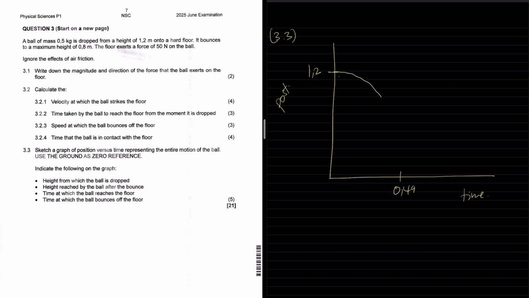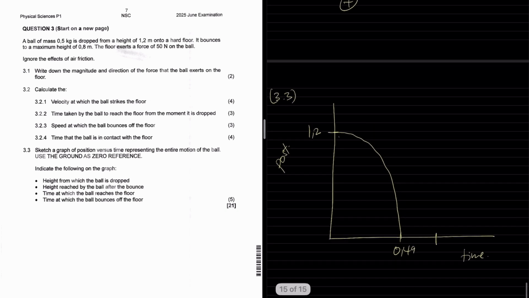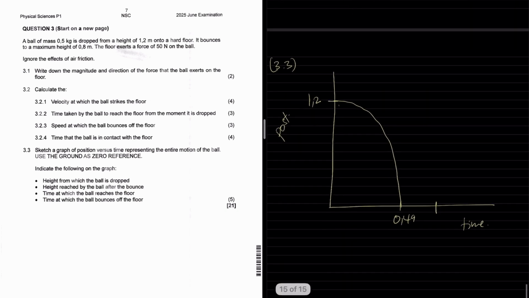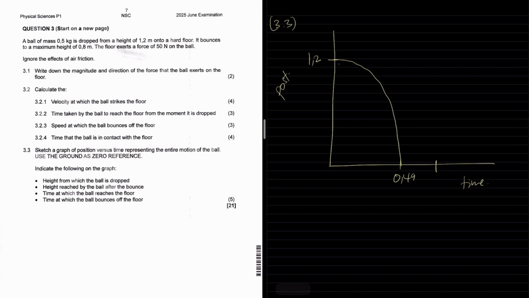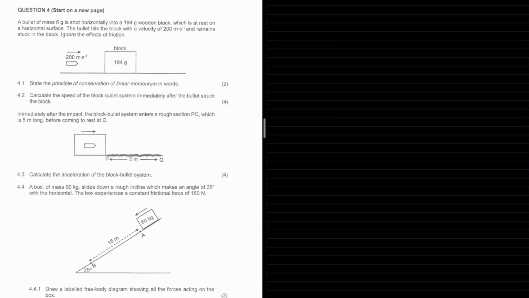So it's going to go down, hit the ground there. Then it's going to be in contact with the ground for 0.097 seconds. So we add that on. So this is going to be 0.59. And it rebounds upward up to a maximum height of 0.8. And that is our position time graph.